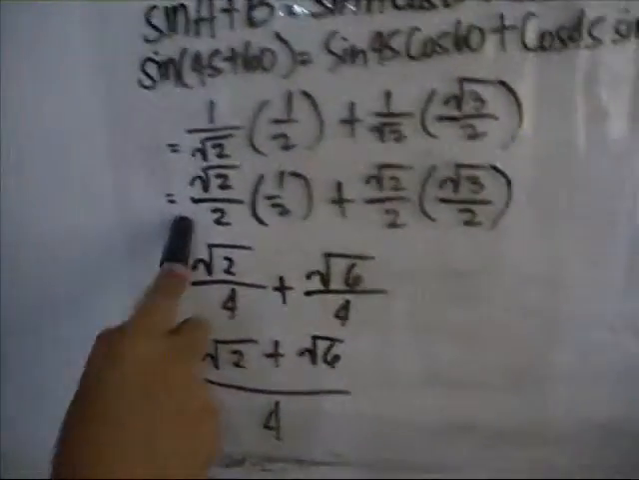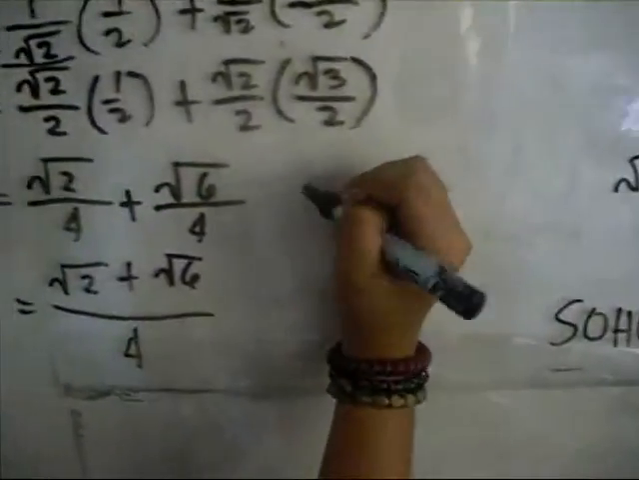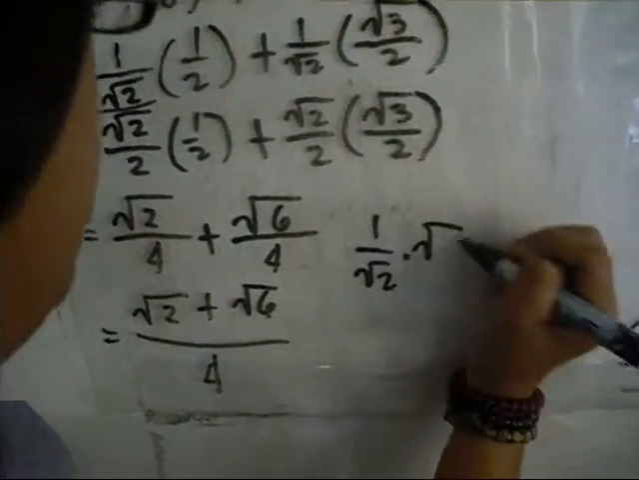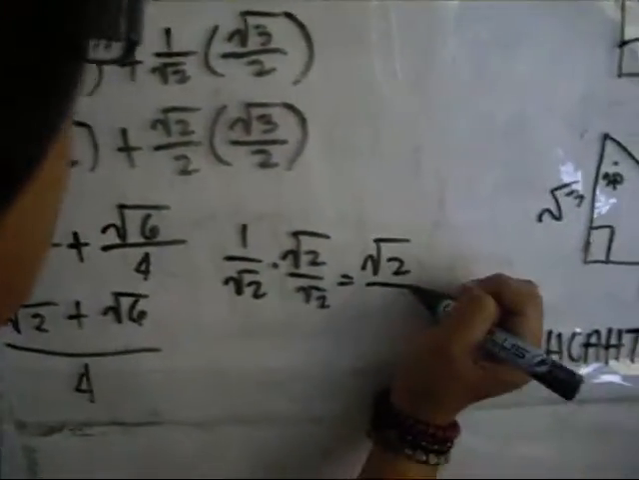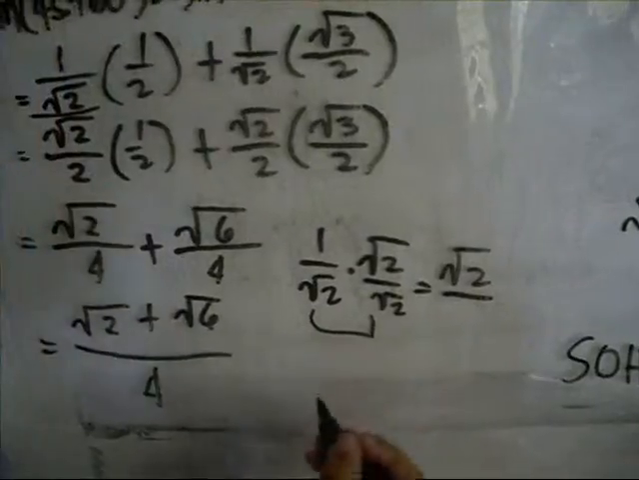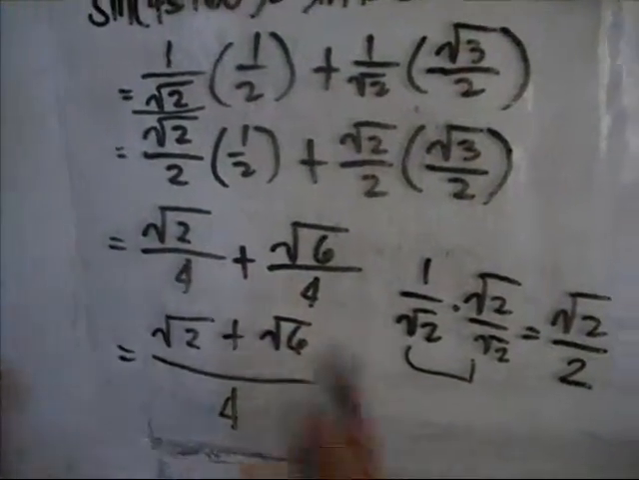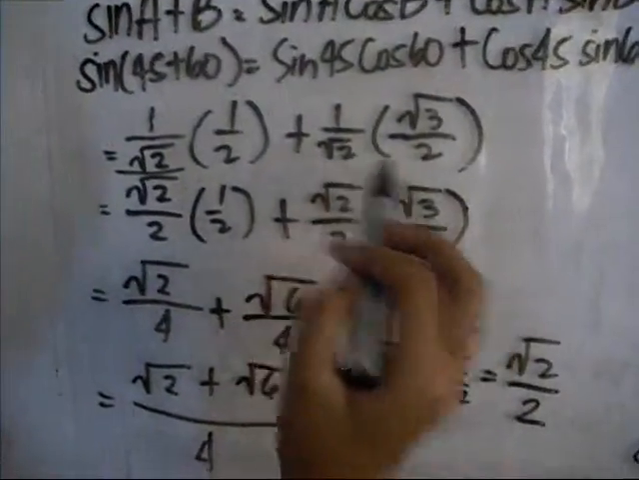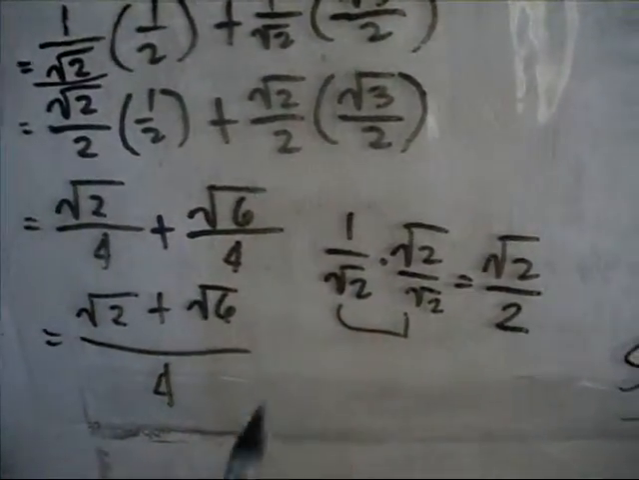Then rationalize this. To rationalize this, multiply it by square root of 2 over square root of 2. Then it will become square root of 4, which is equivalent to 2. So there. Then times 1/2, plus rationalize also: square root of 2 over 2 times square root of 3 over 2.